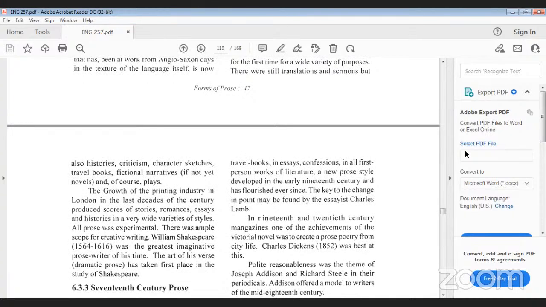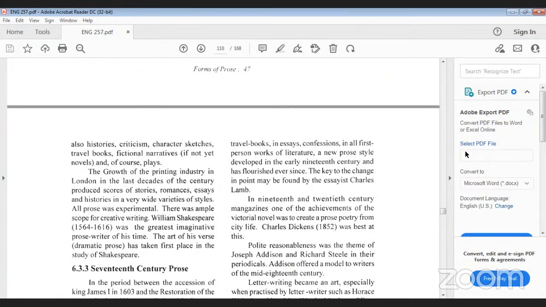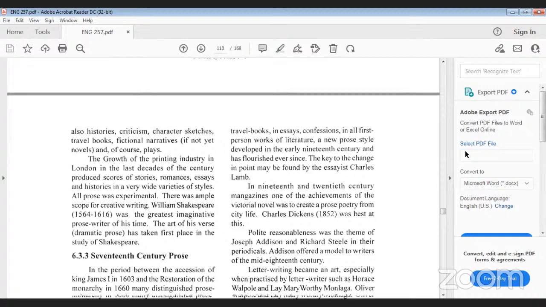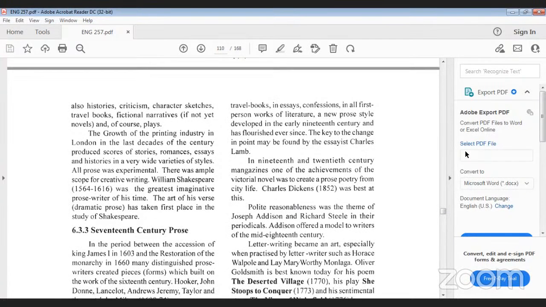William Shakespeare, 1564-1616, was the greatest imaginative prose writer of the time. The art of his verse and dramatic prose has taken first place in the study of Shakespeare.